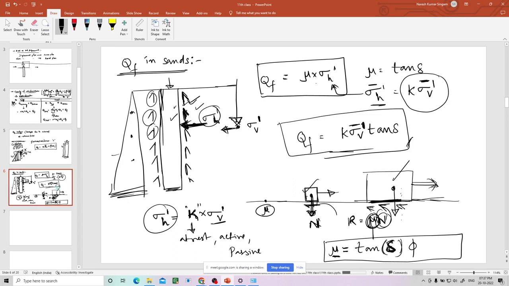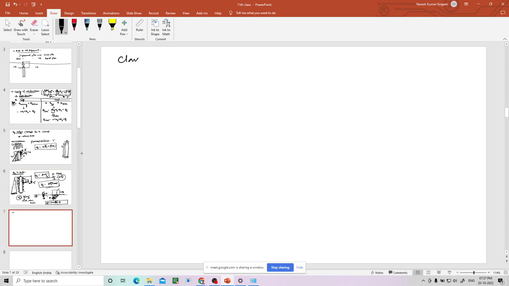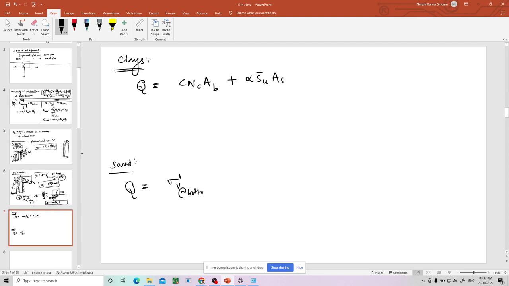We can write the full formulas now. For clay, Q equal to C N_C bearing plus alpha S_U bar or C_U bar times A surface, right? And for sand, Q is sigma V dash at bottom N_Q plus sigma H dash bar tan delta. So this is bearing, this is friction. Now how to calculate? Suppose there is a circular pile.